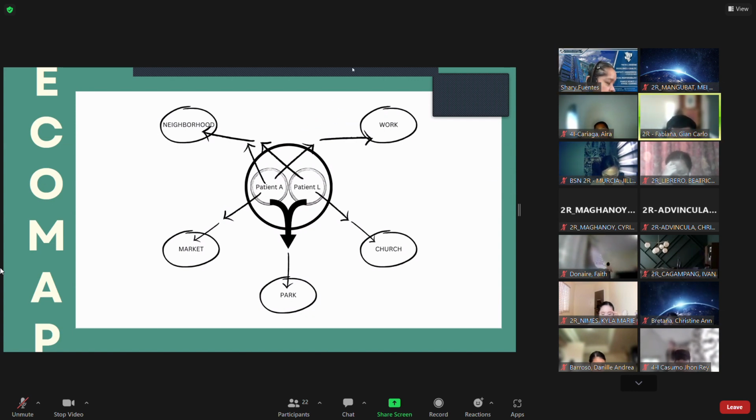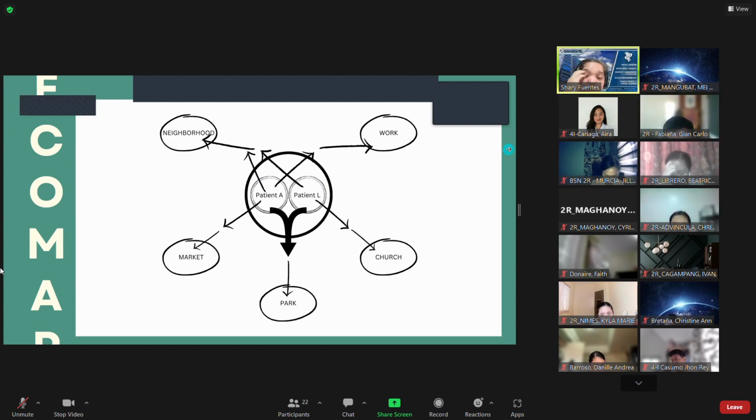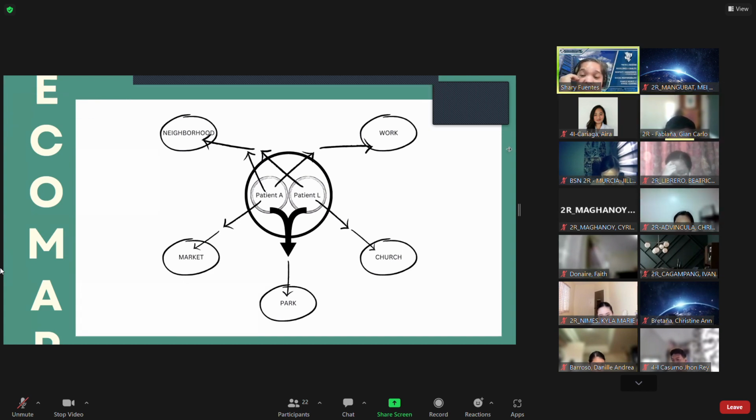Both patient A and patient L go to the park together. The rest of those are not together, they go individually.